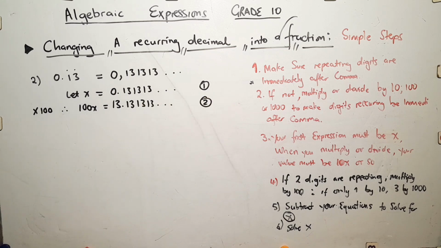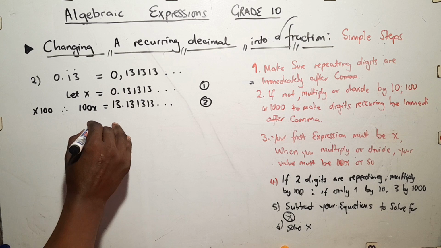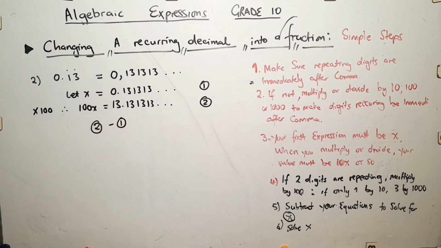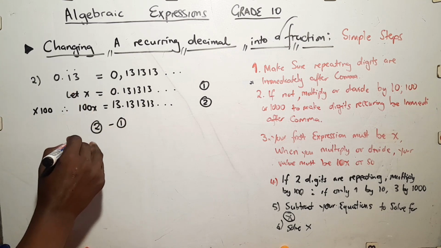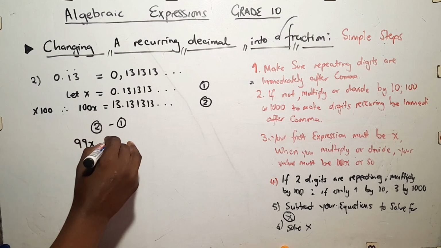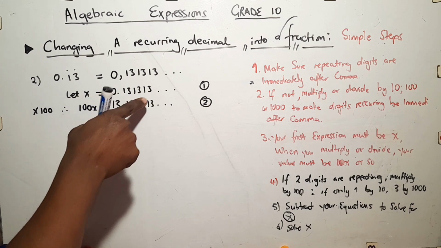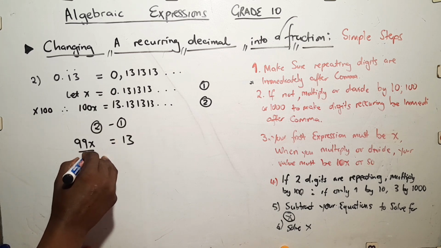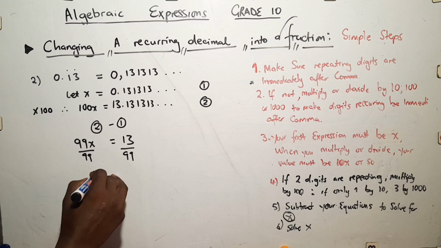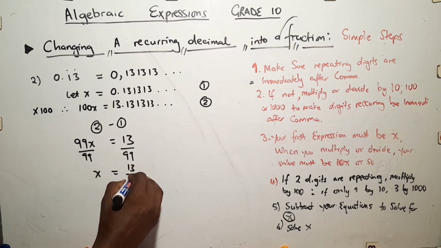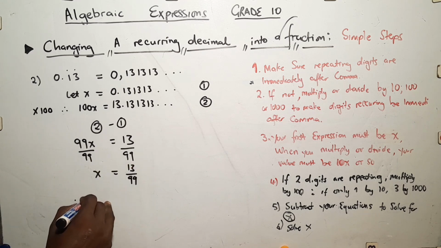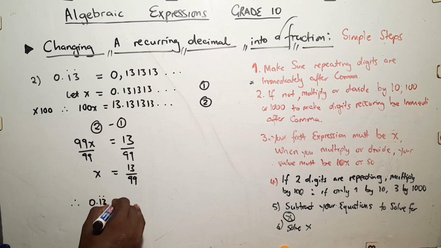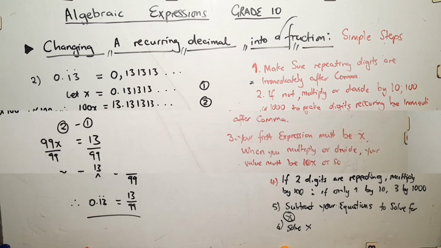So now we have to subtract equation 1 from equation 2. So 2 minus 1. So now 100x minus x, this gives us 99x. And 13.13 minus that gives us just 13. So now divide by 99, divide by 99. So x becomes 13 over 99. So which means that 0.13 that is recurring is equivalent to 13 over 99, like that. So let's move on to the third question.